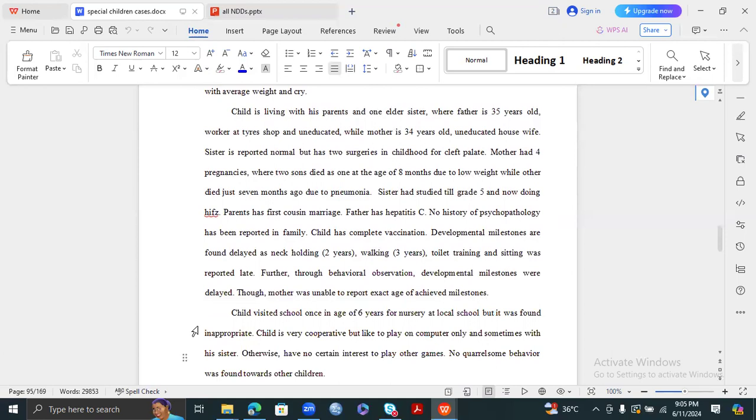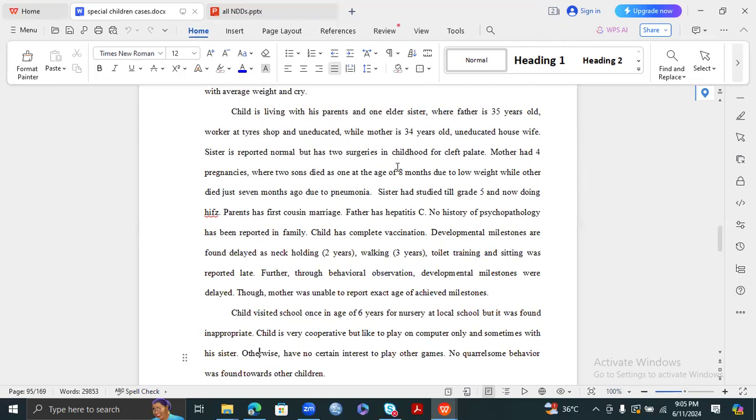The child lives with his parents and has one elder sister. Father is 35 years old, mother is 34 years old. They are not so old, not out of range, that maternal bodily care could be the reason for such a problem. No, it's not like that. Father was from a lower socioeconomic status. He was uneducated, working as a worker in an attire shop. Mother was an uneducated housewife. All right. Sister also had two surgeries for a cleft palate.